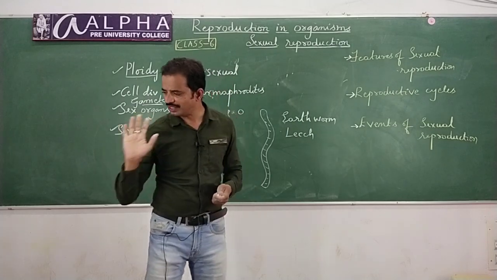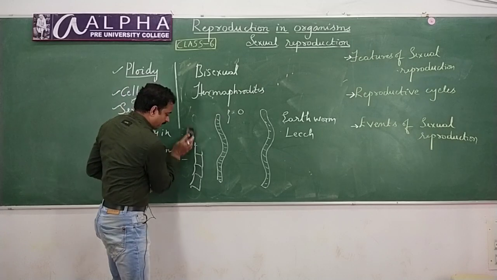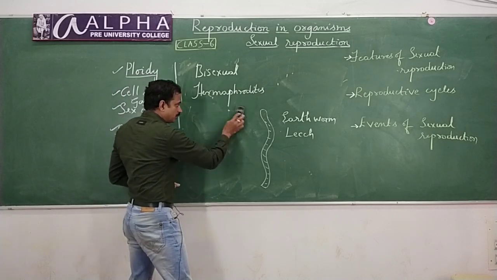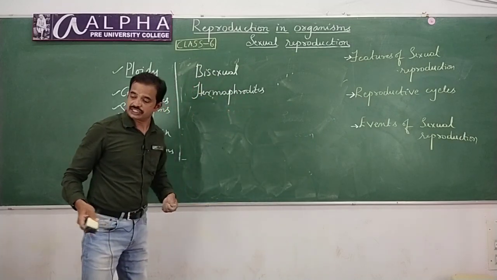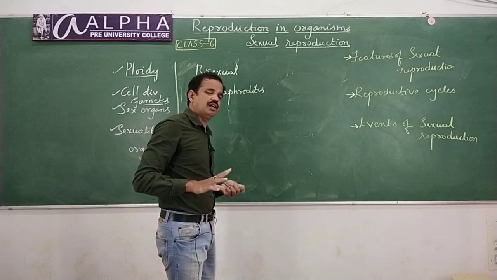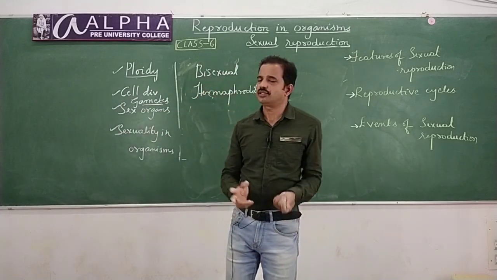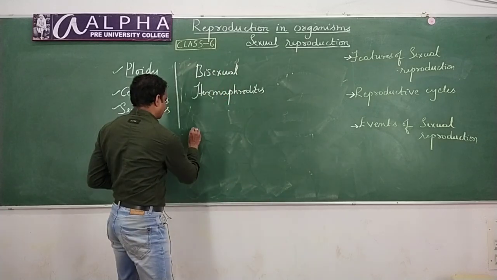So what I wanted to tell you is, animals too can be bisexual, and the very special word we use to refer to this bisexuality is hermaphroditism or hermaphrodites. And those animals which have either a male sex organ, testes, or a female sex organ, ovary, we call them unisexual.